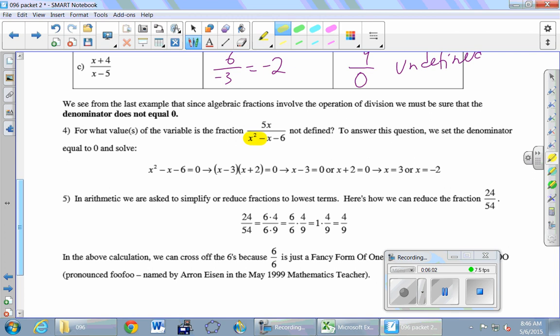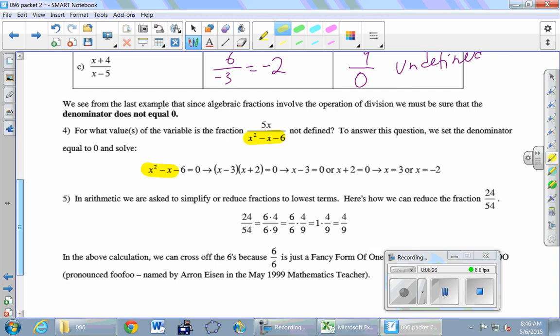Okay, so let's see. We're taking a look at that denominator. We'd really like to make sure that denominator is not equal to 0, right? Because we just discovered dividing by 0 is a bad thing. So what we'll do is we'll take it and we'll make it equal to 0, which is the opposite of what we just said. But we're not good at solving things not equal to 0, but we're really good at solving things equal to 0. And then whatever we get, we know are the bad guys.